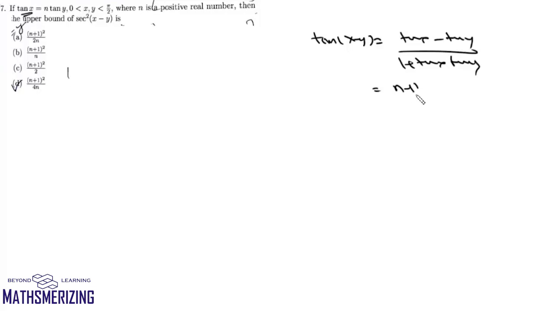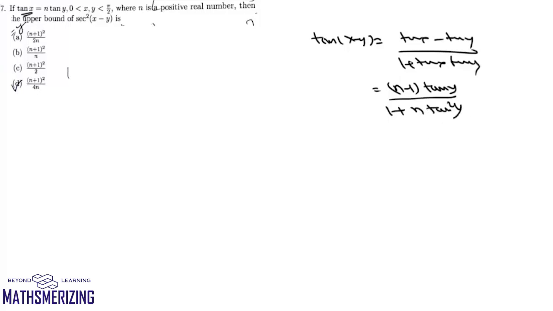Now question number 7 is, if tan x equals n tan y, where x, y belong to 0 to pi by 2, then the upper bound of secant square x minus y is. So first we'll find the value of tan x minus y, and tan x minus y will be tan x minus tan y upon 1 plus tan x into tan y. Now it is given that tan x is n tan y, so we can write this as n minus 1 tan y upon 1 plus n tan square y.